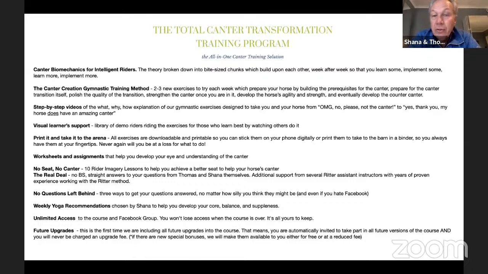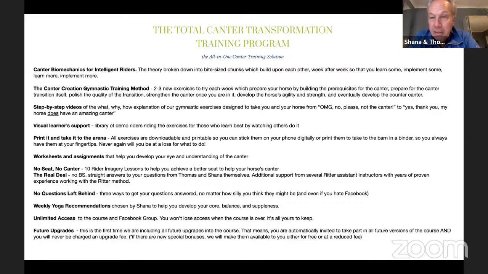They prepare your horse by building the prerequisites for the canter. They prepare the canter transition. They polish the transition. They strengthen the canter once you're in it. And they develop the horse's agility and strength, and eventually develop the counter canter. So it's this whole progression, so that the canter becomes easier for the horse, easier for you to ride, and easier to shape.